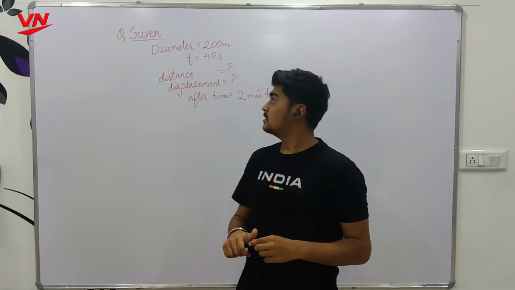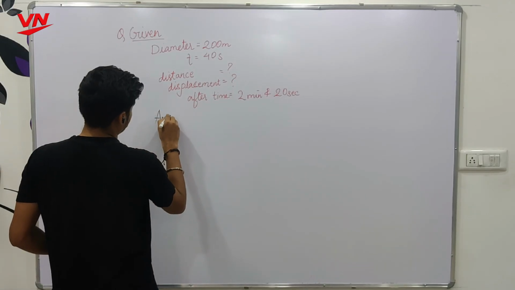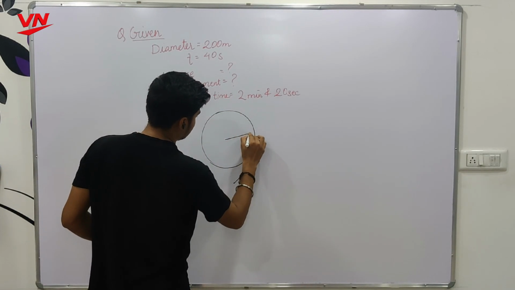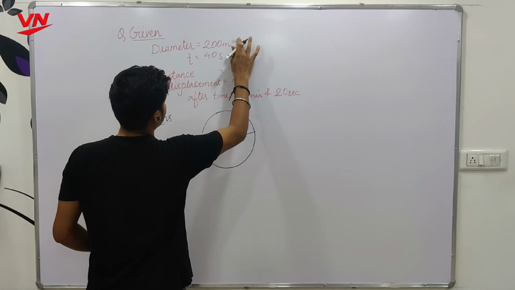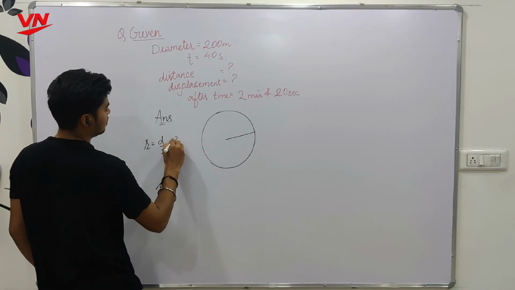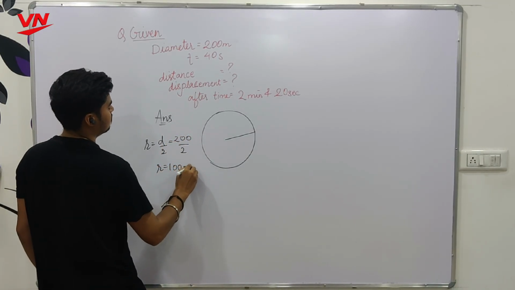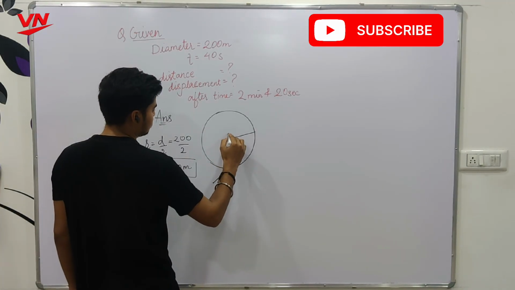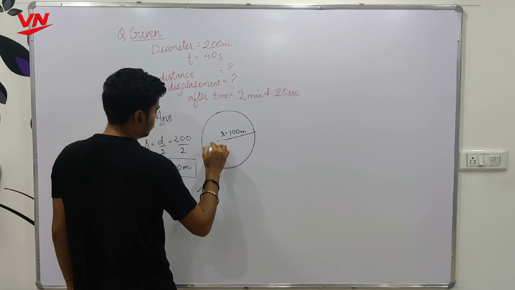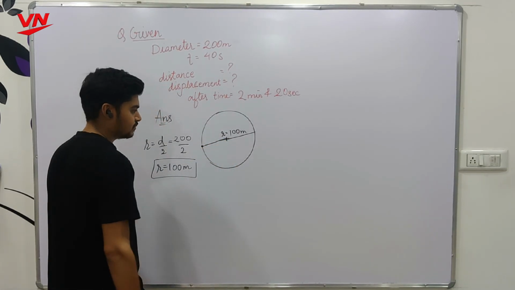As you can see in the question, the diameter is 200 meter. So the radius will be, okay, how will you calculate the radius? Radius is nothing but half of the diameter, which will be 200 by 2. The radius will become 100 meter. So radius is 100. If you start from, that is the center, if you start from here.